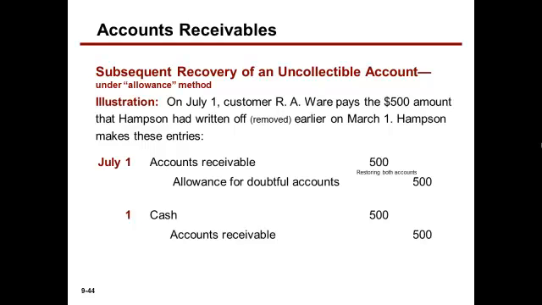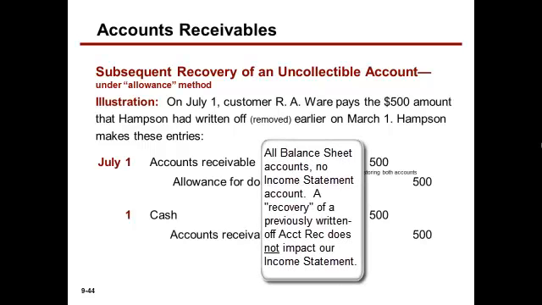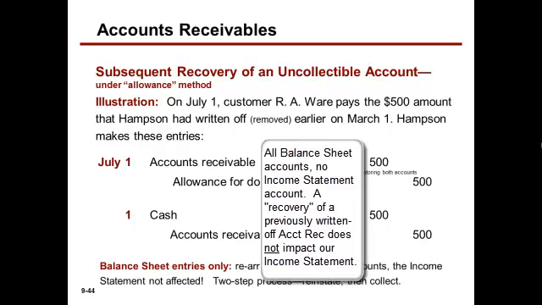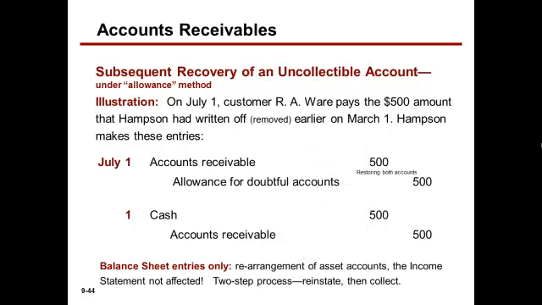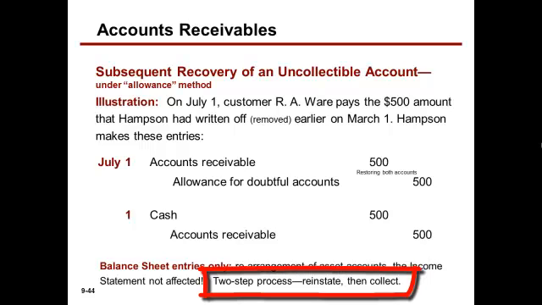Note that our subsequent recovery does not affect our income statement. All of these accounts shown here, the receivable account, the allowance account, the cash account, are all balance sheet accounts on the asset side. Nothing is affected in the income statement. Balance sheet entries only. Rearranging our asset positions. This is a two-step process. We reinstate first, increasing receivables, increasing our allowance account, and then collect the cash.